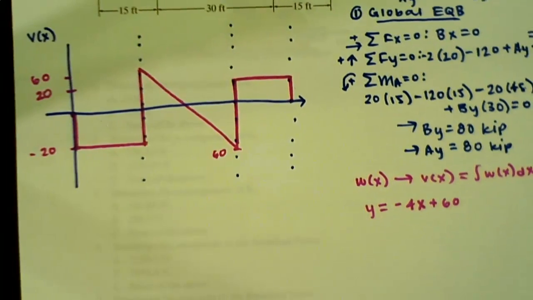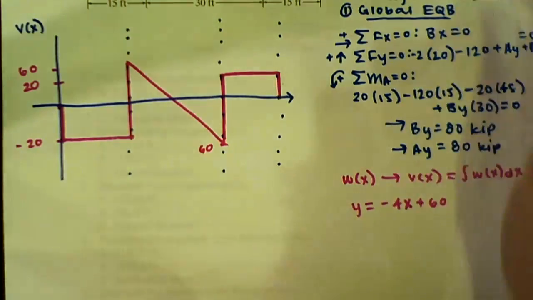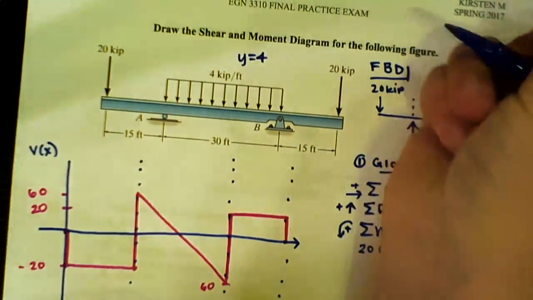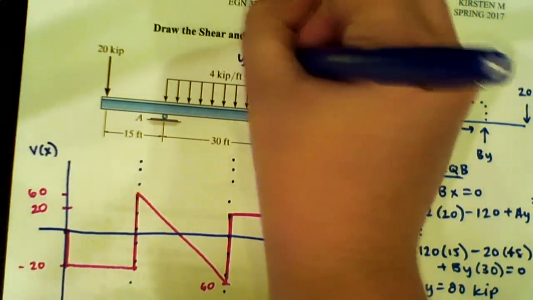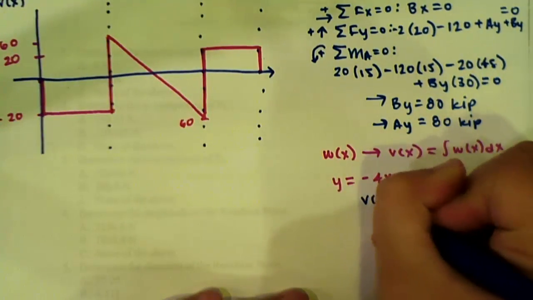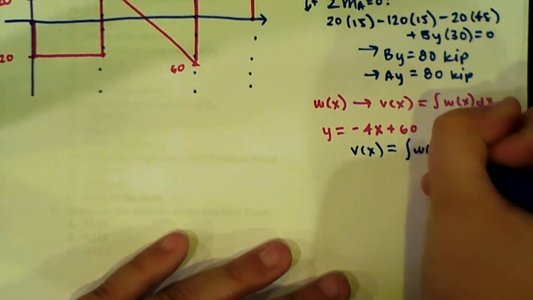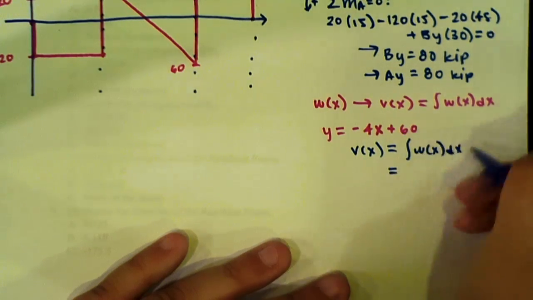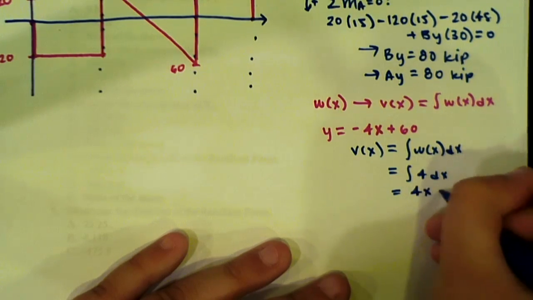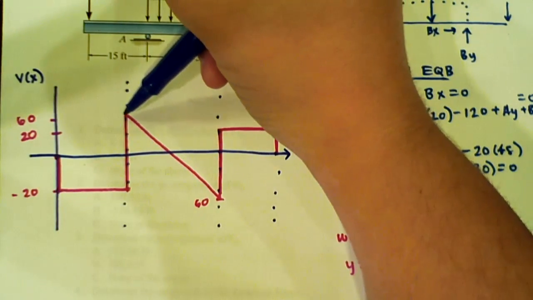Can you explain how you got that? So what I did is the equation for our distributed load would just be y equals 4. That is technically our w(x) function. And we know that our V(x) is equal to the integral of our w(x) function. So in this case, it's going to be the integral of 4 dx, which gives us 4x plus a constant. And we know that our constant is going to be 60 because we found that earlier.